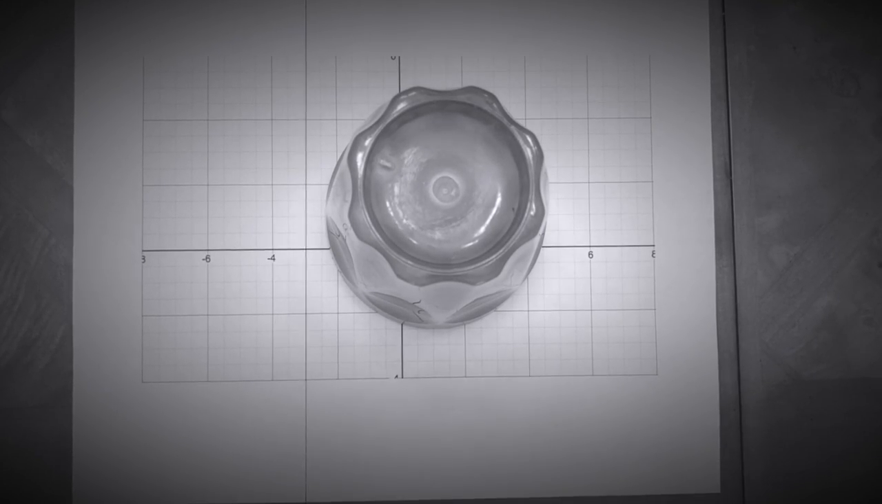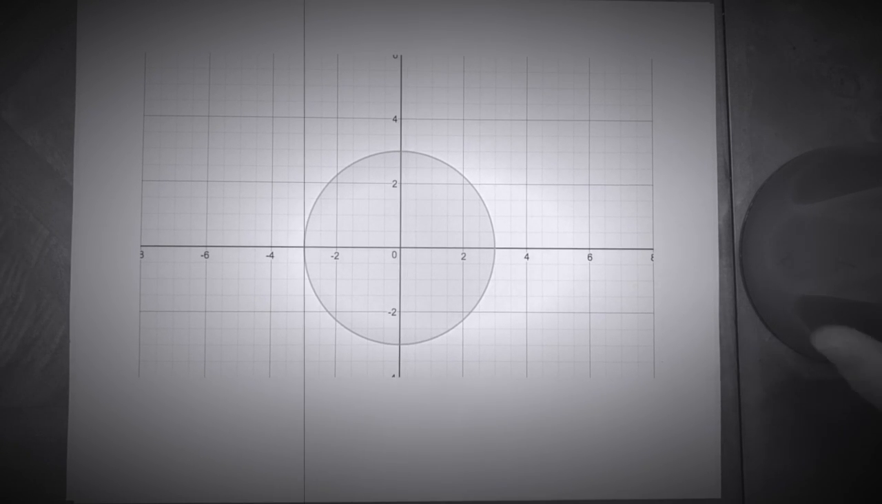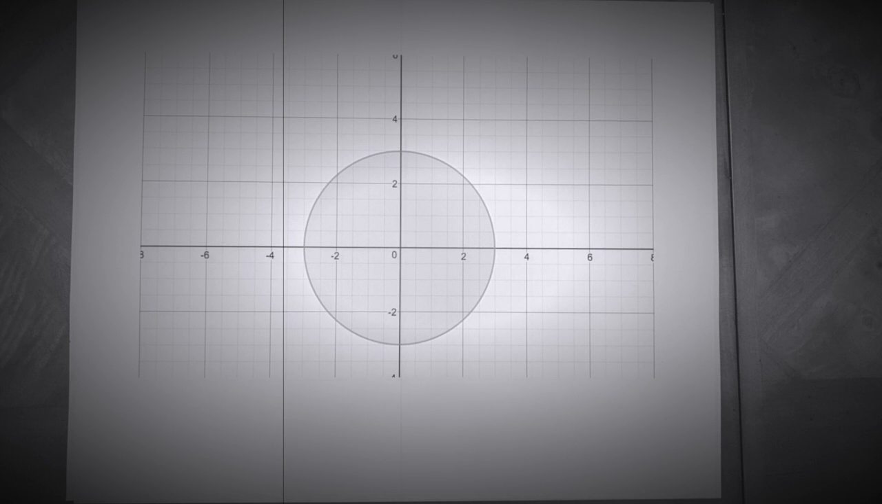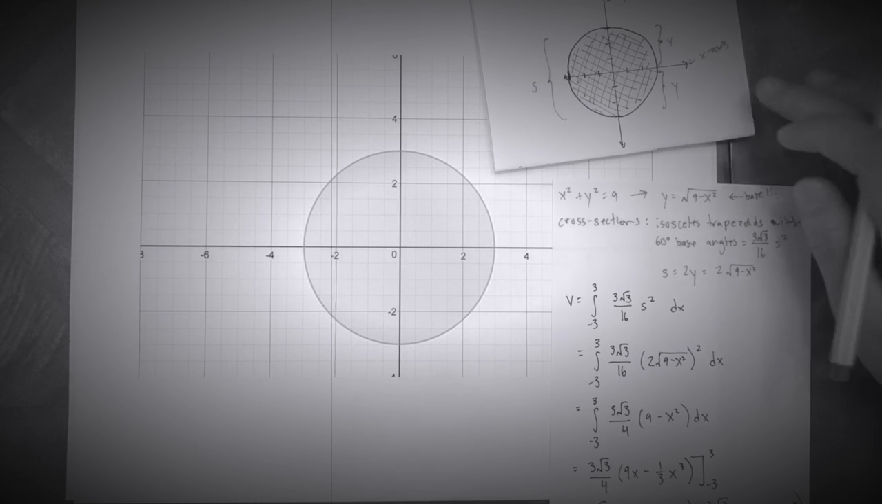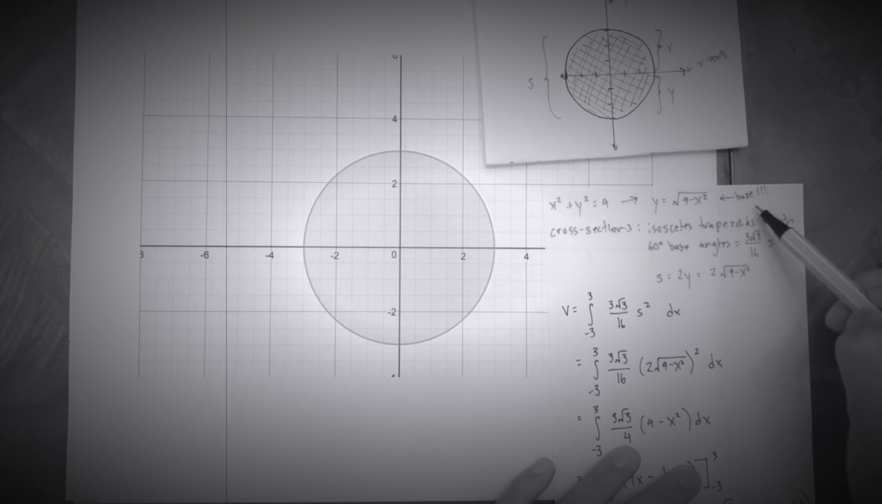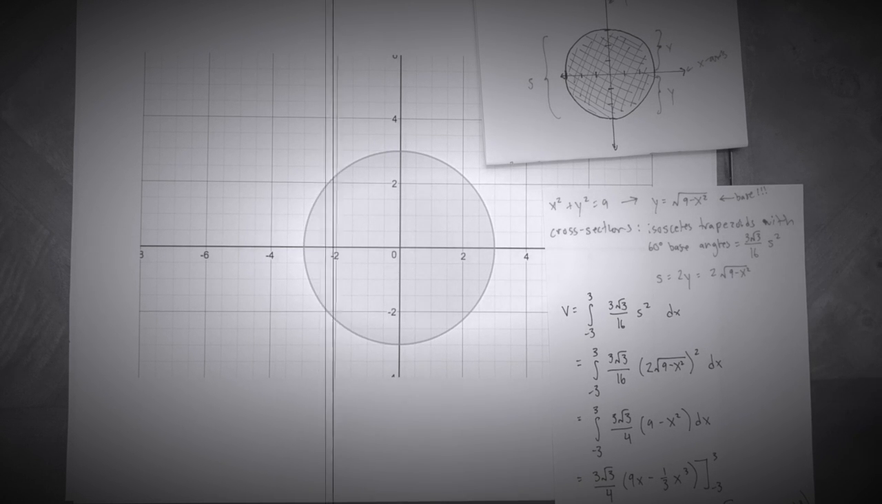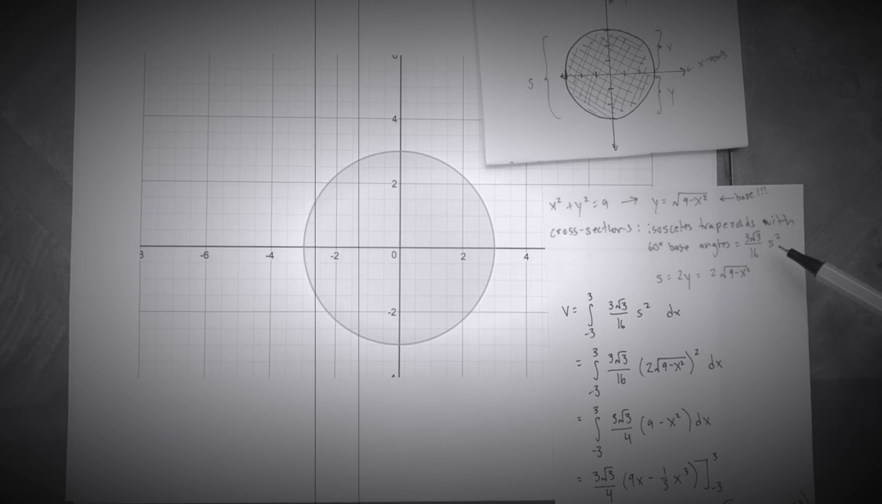Okay, so what we have here is a cup, and we're going to find the volume of this cup. First of all, we need to look at this graph here, which is a graph of its base. It can be approximated by the equation x squared plus y squared equals 9, which can be turned into y equals the square root of 9 minus x squared. This is the base. And we're going to find the volume by taking cross sections that are isosceles trapezoids with 60-degree base angles that are perpendicular to the x-axis.